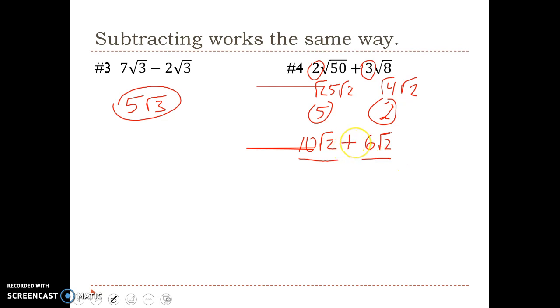And so now, if I simplify those, I have 10 radical 2 plus 6 radical 2. And now the radicals are the same. If I add them together, I'm going to get 16 radical 2's. And that's going to be my final answer.